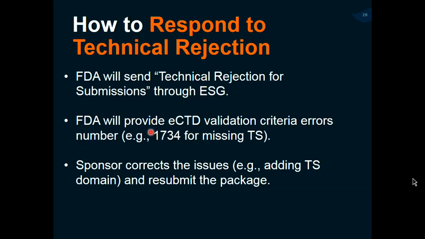Well, what if our submission got rejected? So now let's talk about how to respond to technical rejections. FDA will send a technical rejection for the submission through ESG, and also provide eCTD validation criteria error numbers. As we saw in the example, a missing TS is 1734. So FDA will provide this number, and the sponsor needs to correct the issue by adding the TS domain to the package and resubmit the package.